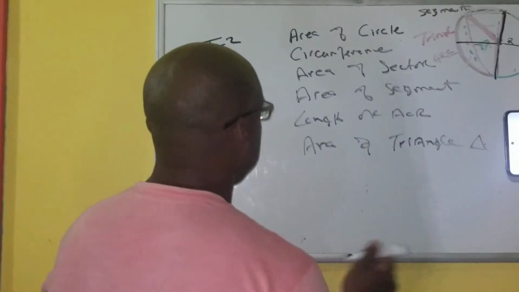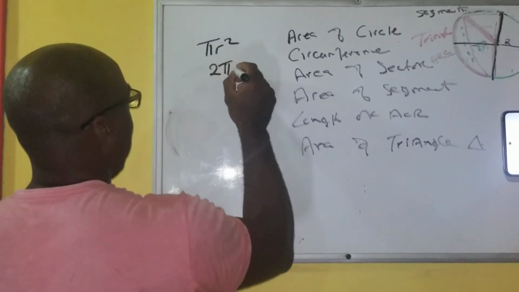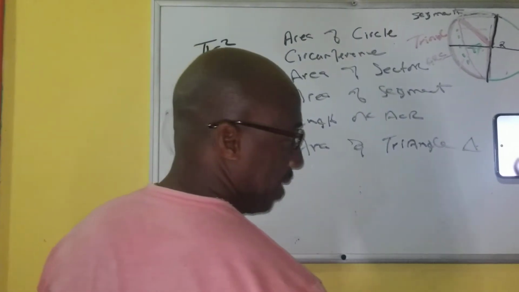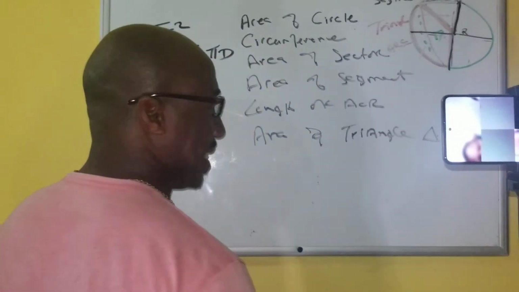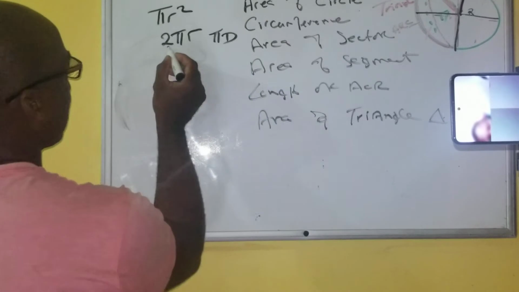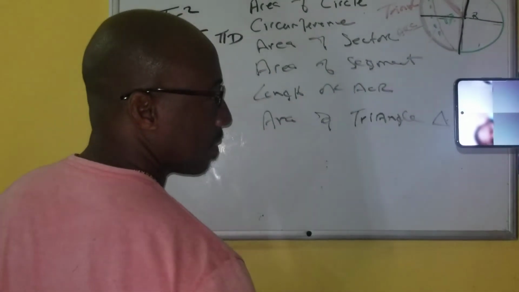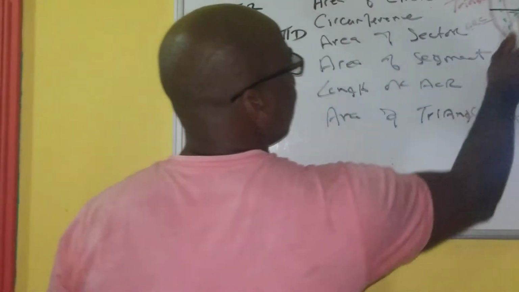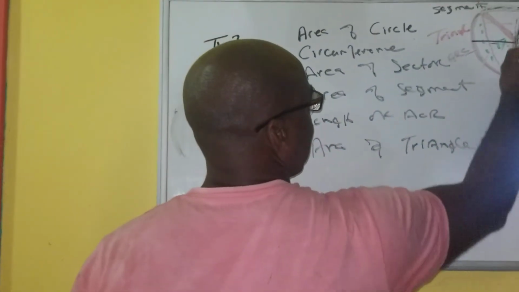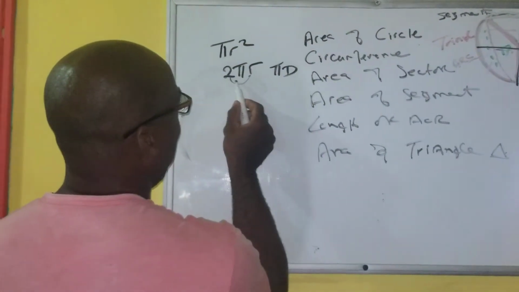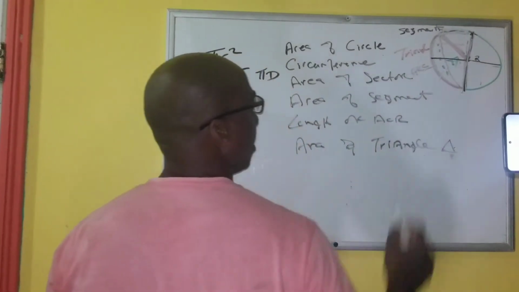Now the circumference is 2 pi r. Okay? Or what we call pi times diameter, pi d. Why pi d? Because 2 times r is diameter. Make sense? Yeah. Good. 2 times the radius is diameter. That's what it means. Twice the radius is diameter. So instead of using 2 pi r, you can also use pi times d, or pi times diameter. So far so good.